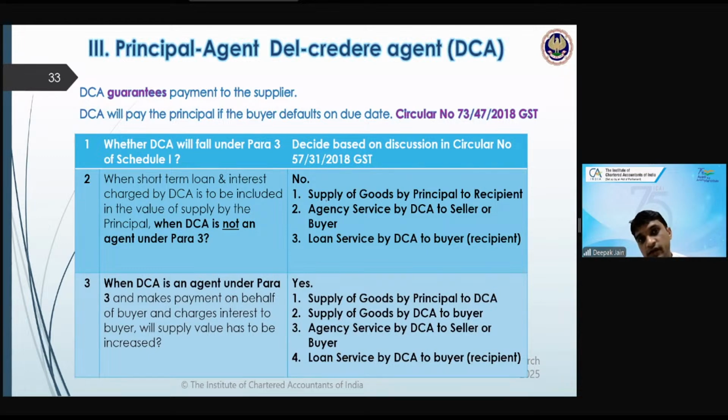Now, we know that basic thing. When interest is charged by this independent agent, it has to be included in the value of supply. But if it is charged by an agent who is not an independent agent, that is, when the del credere agent is not an agent under para 3, then it will not be included in the value of supply.